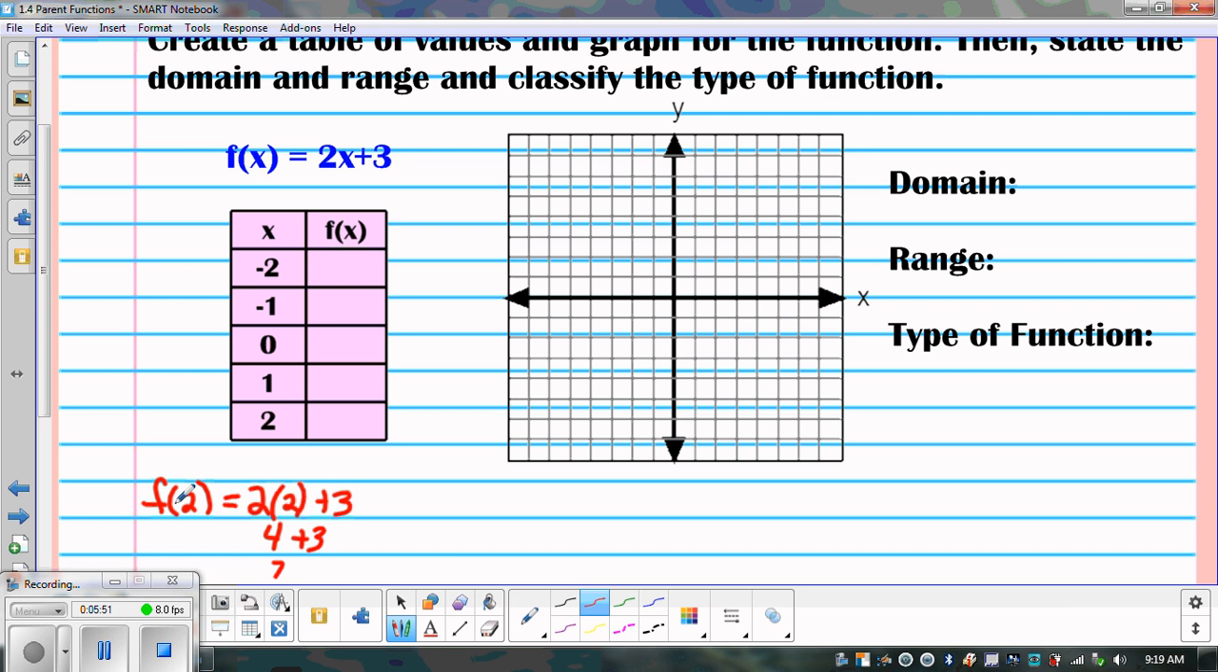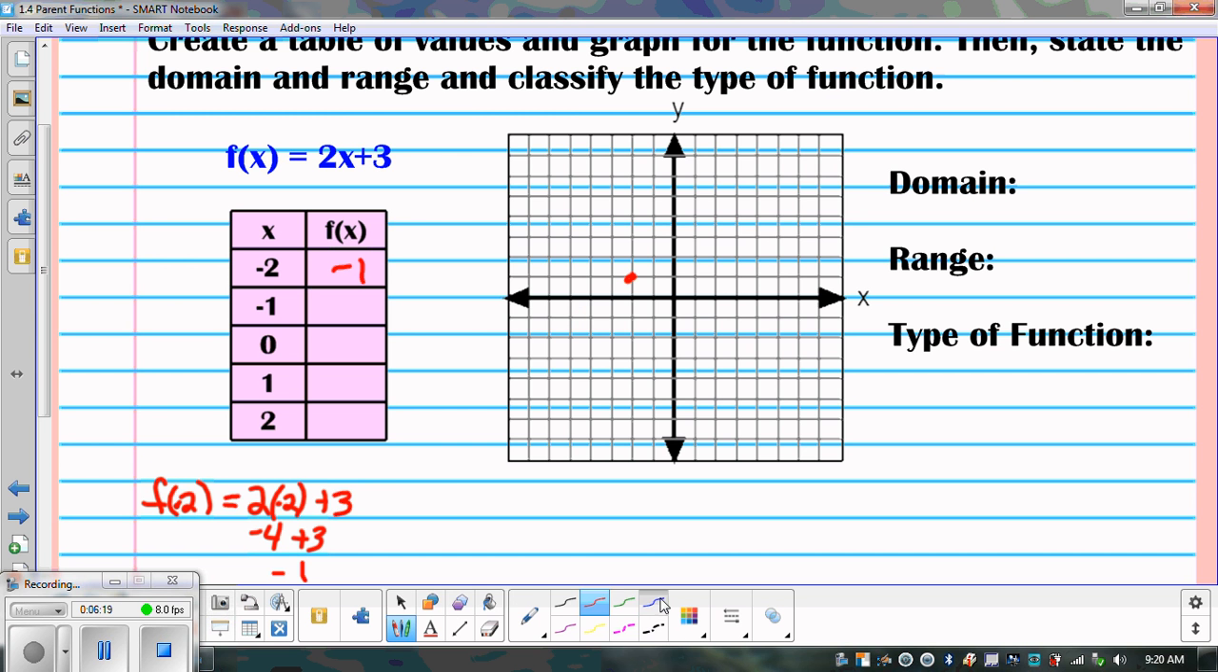Did you catch my mistake? I put a positive 2 instead of a negative 2. That little tiny negative will totally change my answer. Negative 4 plus 3 is not 7. Negative 4 plus 3 is negative 1. I hope you caught my mistake before I did. So that is the point, negative 2, negative 1.